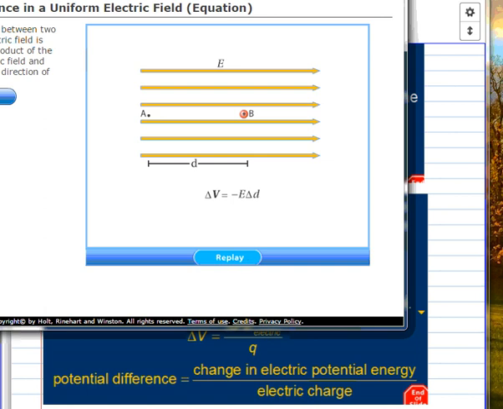So that's something they pointed out before when they showed it. If I move this charge perpendicular to this field, it doesn't change its potential energy. It's only if I go with the field, I lose, or against the field, I gain.